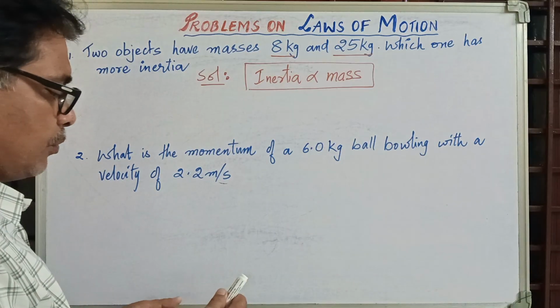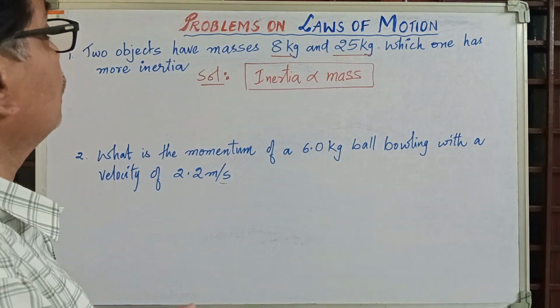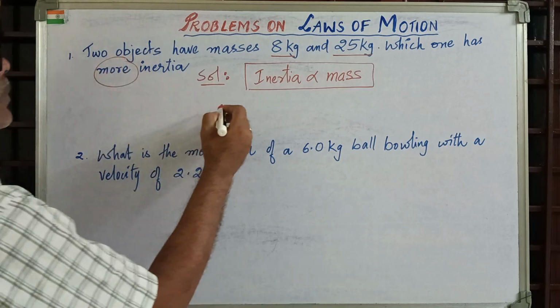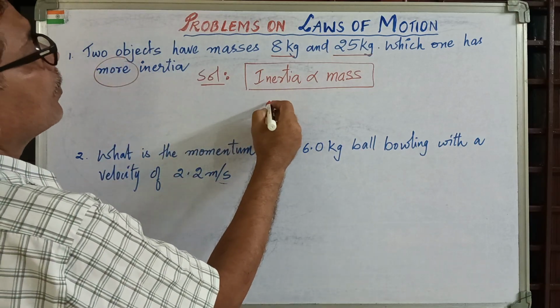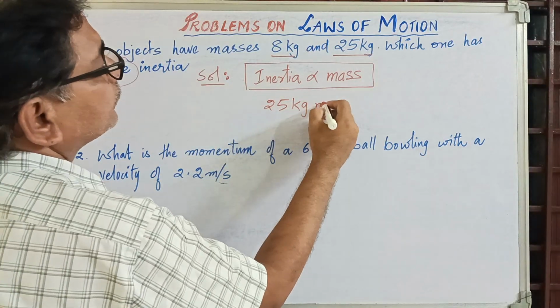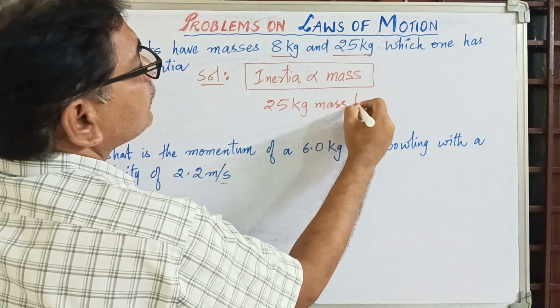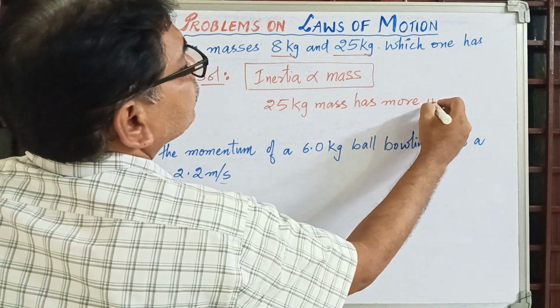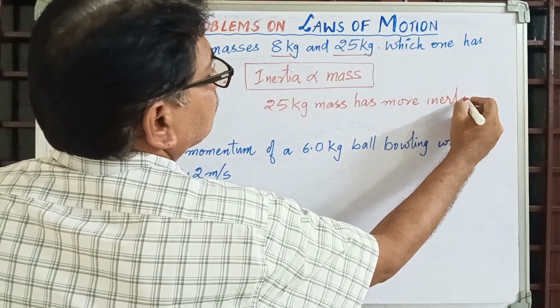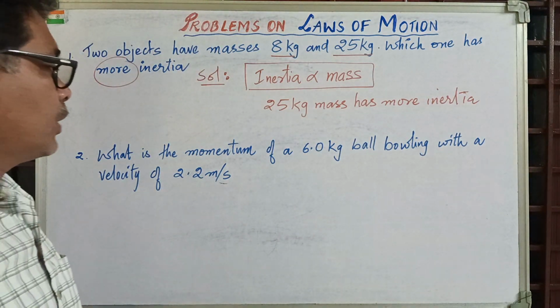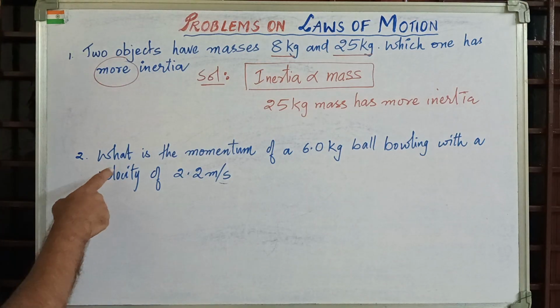Now the question is what? The question is, more inertia. Therefore your answer is, which one is having more mass? 25 kg. Therefore 25 kg mass has more inertia. That's all. Simple.